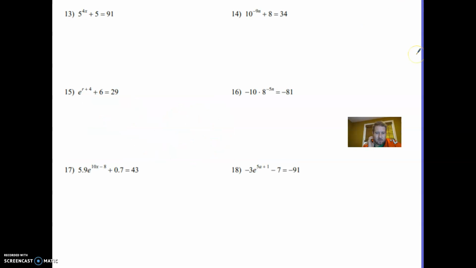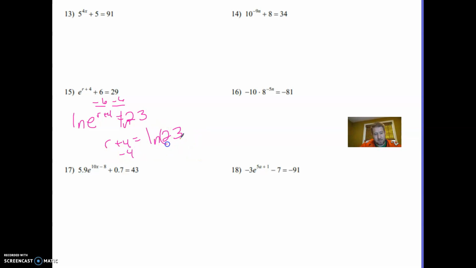I'm going to keep this short because I'm missing the rest of my notes on this flip chart. Subtract 6 from both sides. I get e to the r plus 4 equals 23. Then do natural log of both sides. So I have r plus 4 equals natural log of 23. And then subtract 4 from both sides.